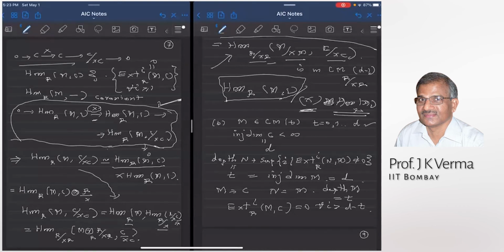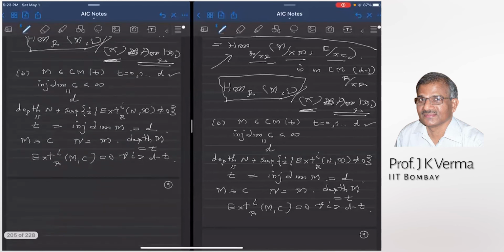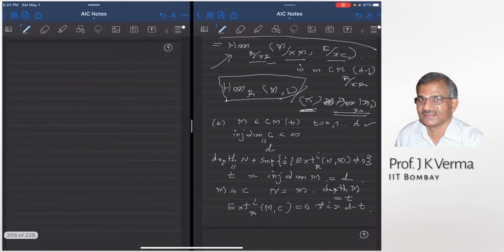Yes, Srikanth, is this clear to you? Yes, sir, I'm just substituting. Okay, this is a very useful formula. But now I want to show the lower Ext are also 0. So can you tell me why the lower Ext are 0? This Ext^i(M, C), for i less than D minus T, they are also 0. Why is that?